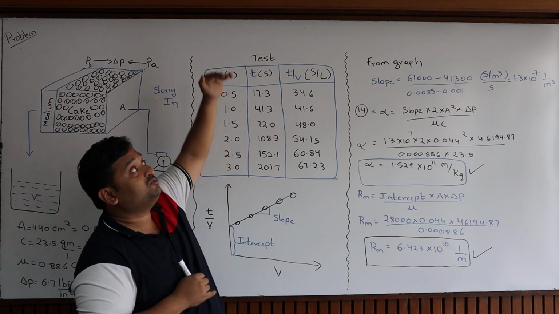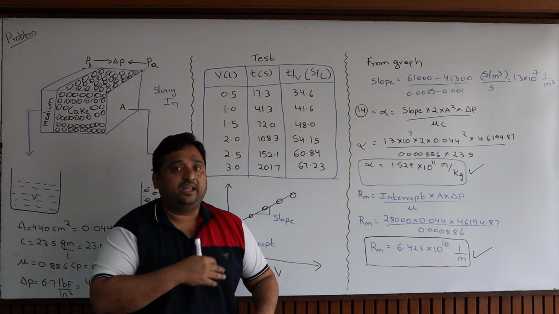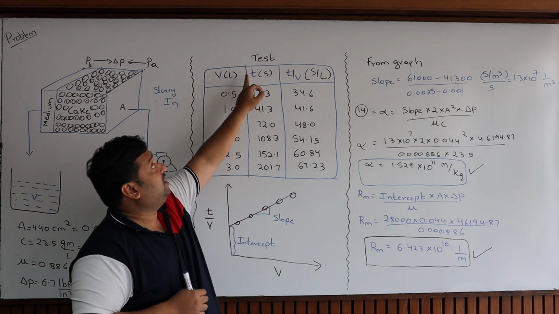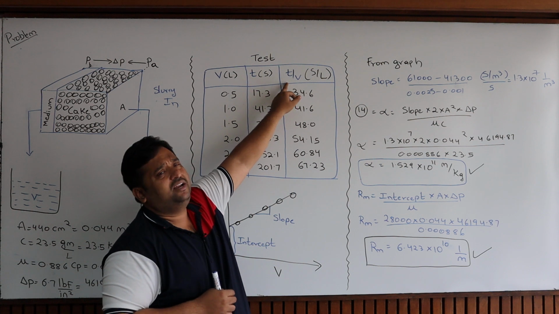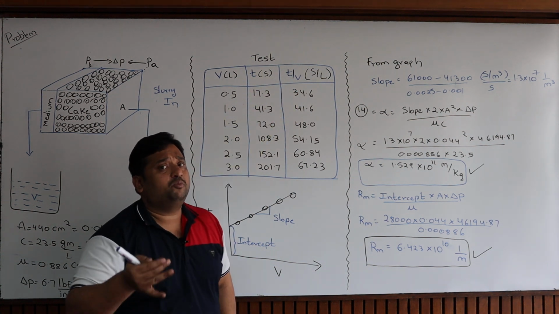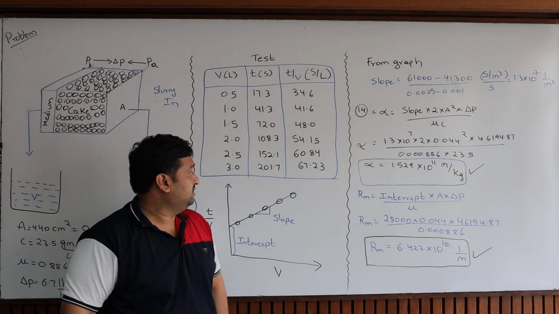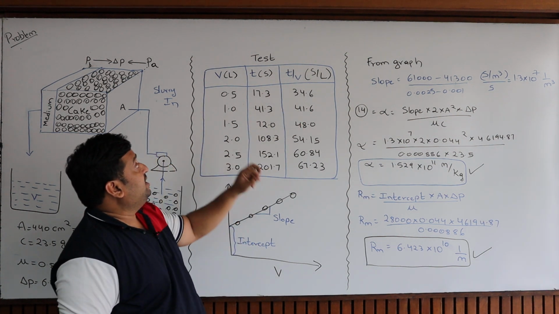At 72 seconds, 1.5 liter. That means I have started collecting the volume with respect to time. This is the data, okay. I know volume, I know seconds, I know t by V, but it has been given in liters. You better convert it to meter cube so that we consistently follow SI units in this entire lecture series. So I know the t by V versus V.